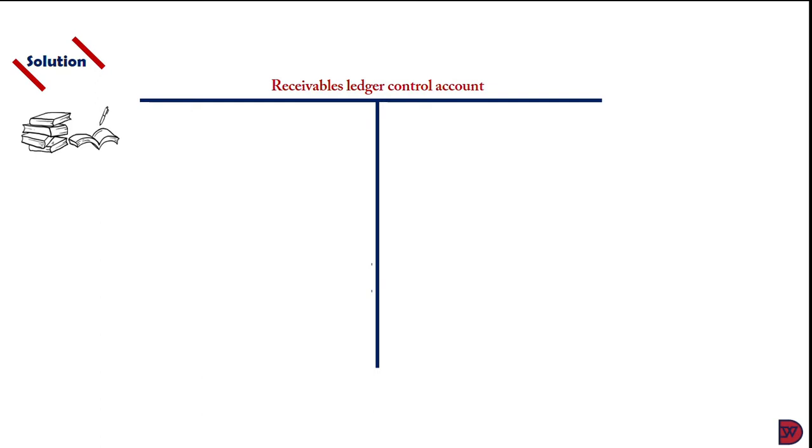So when we open the receivables ledger control account, the balance was a debit. So we bring the 186,220 here. There was a credit sale. So we bring it here, 101,260. We bring the refund to customers, the $300.